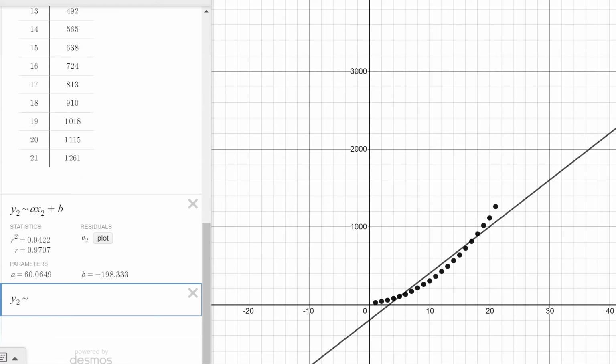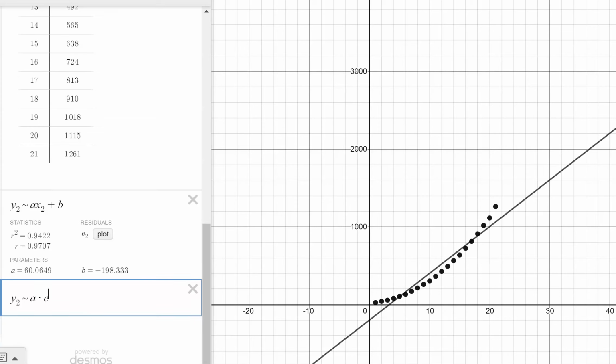Now if I thought, this looks more like an exponential graph, what I could do then is type an equation that has the shape or form of an exponential. So I've got here y2, and again use the squiggly for regression, but I'm going to say a, and this time let's make it times e raised to the, and there's going to be potentially a constant, so I'm going to make it b and then x2.